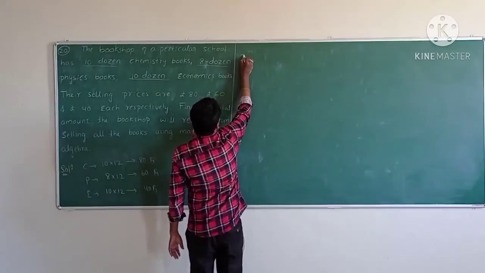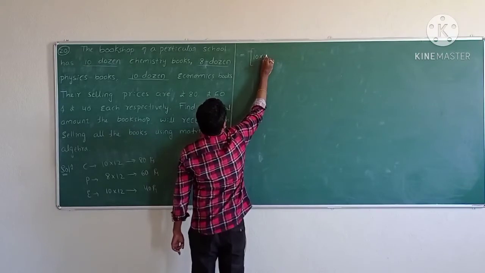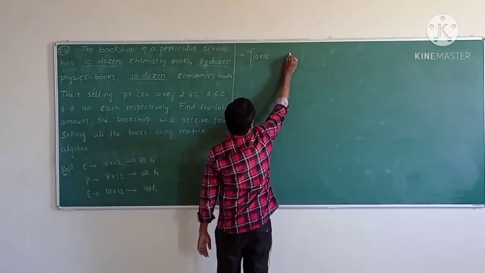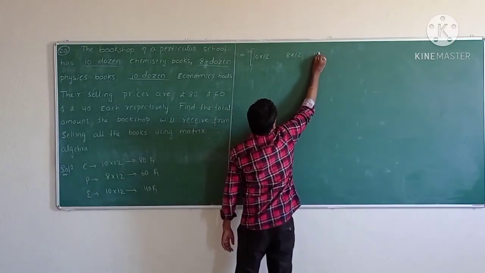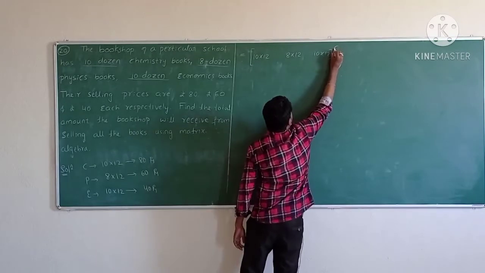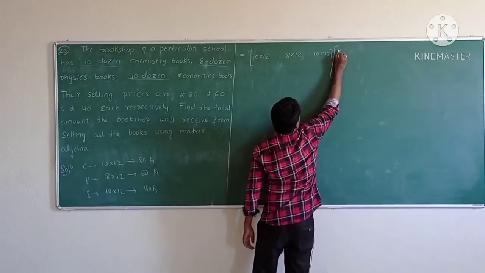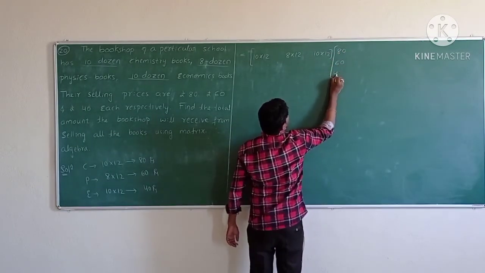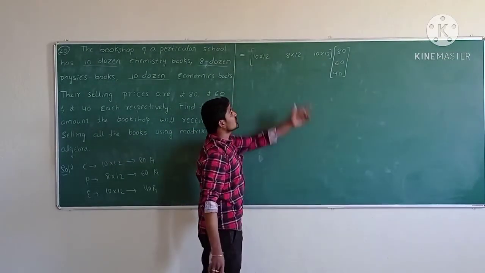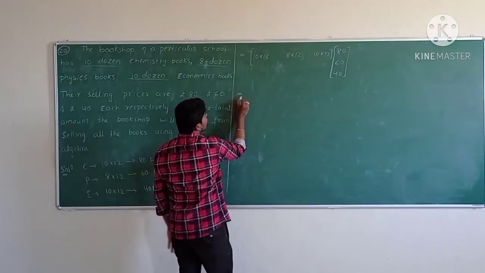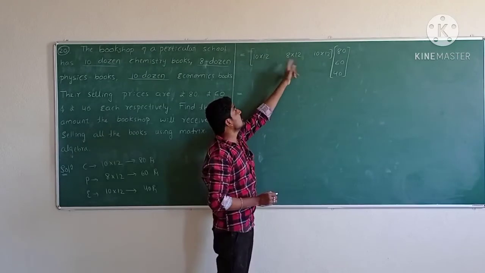So this is equal to the number of books, 10 into 12, and then 8 into 12, and then 10 into 12, into these rupees in a column matrix: 80, 60 and 40. So in the first column there is only one column. So this is equal to, here I take 12 common, because 12 is multiplied by all these elements of this row matrix.